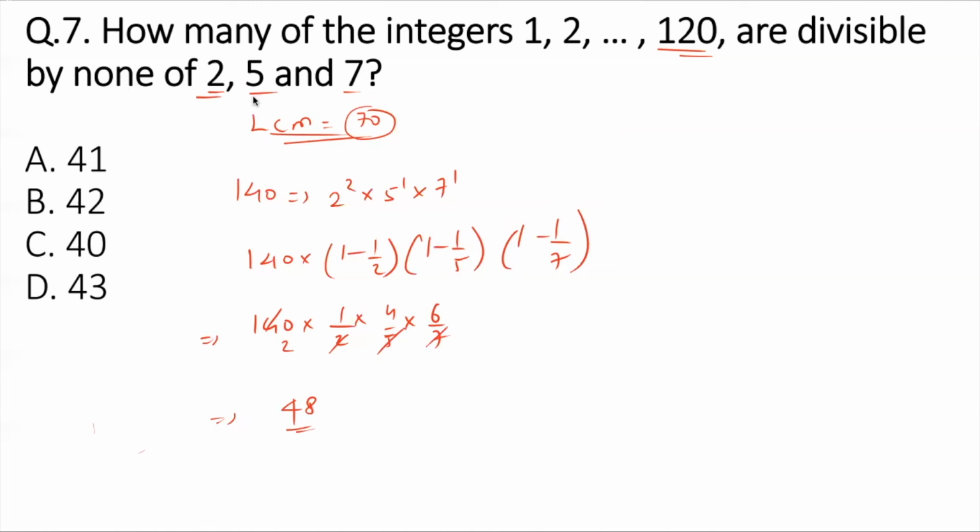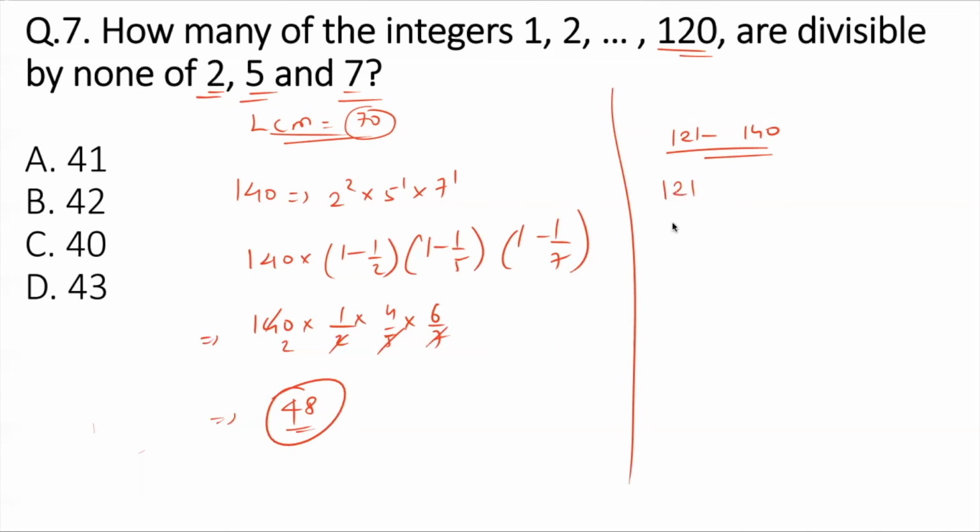In terms of 2, 5, and 7, right? So what we are going to find now is the numbers lying between 120 and 140 and remove them from 48 to get the required answer. So we have 121 itself, which is not divisible by 2, 5, or 7. 122 is divisible by 2. 123 is not divisible by any of them, so 123. 124 is divisible by 2. 125 is divisible by 5. 126 is divisible by both 2 and 7. Then we have 127, not divisible by any of them.